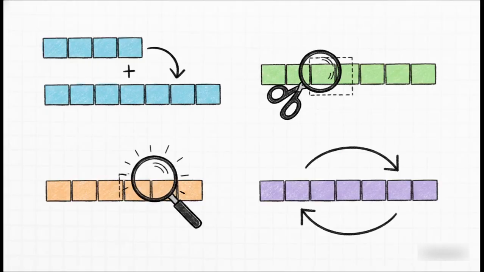And because strings are really just these organized arrays of characters, we can manipulate text at lightning speed. I'm talking accessing individual letters, concatenating, which is just a fancy word for joining two strings together, pulling out substrings, searching for exact patterns, or even flipping the text completely in reverse.